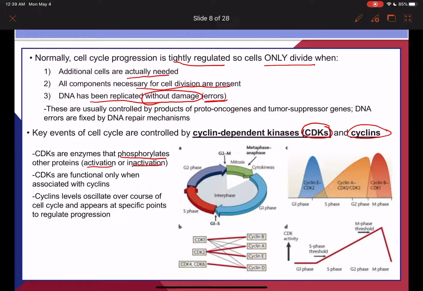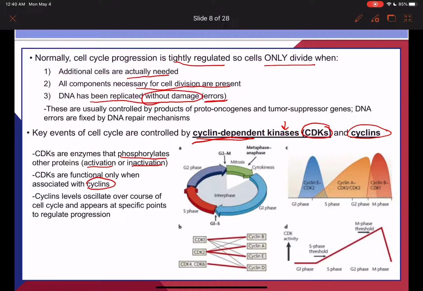CDKs are functional only when they're associated or bound to cyclins. So that's why they're called cyclin-dependent kinases, okay? Kinases means they phosphorylate, and they are dependent on binding to cyclin. That's why they named them CDKs. So, how are cyclins regulated throughout the cell cycle?